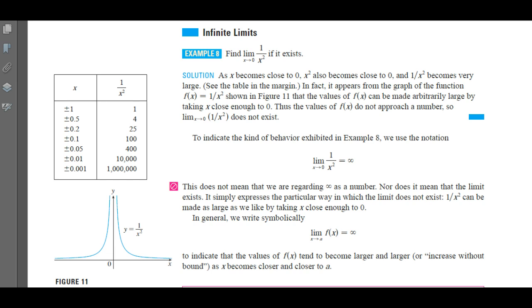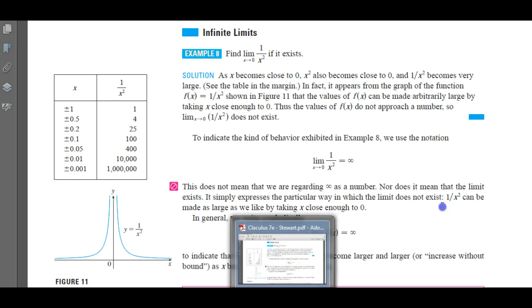In general, we write symbolically the limit as x approaches a of f of x equals infinity. So for us, it would be the limit as x approaches 2 of the thing we had, and we would say infinity. This indicates that the values of f of x tend to become larger and larger, or increase without bound, as x becomes closer and closer to a.